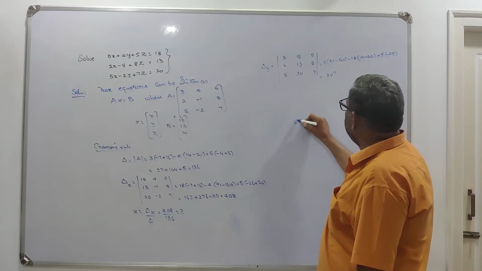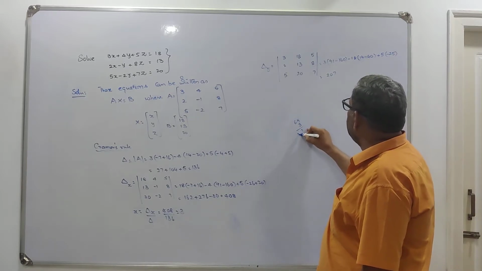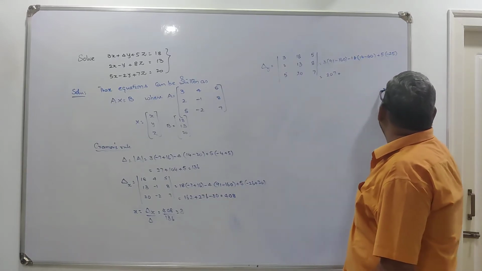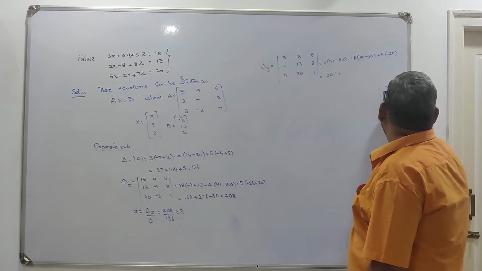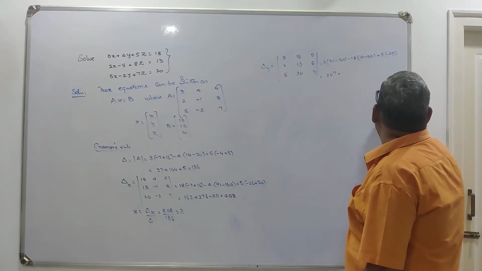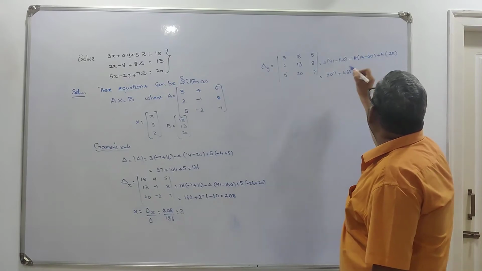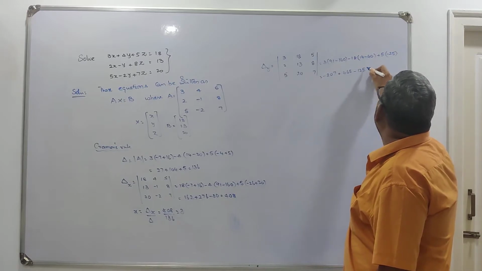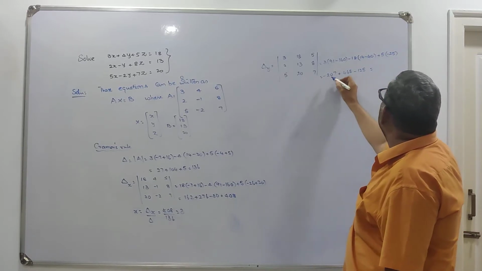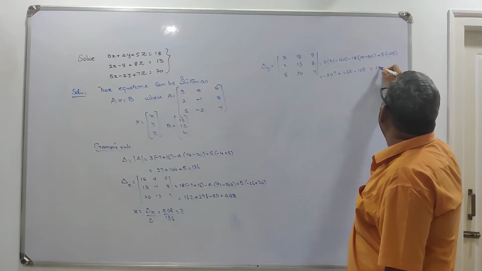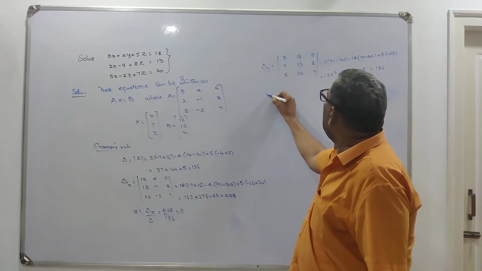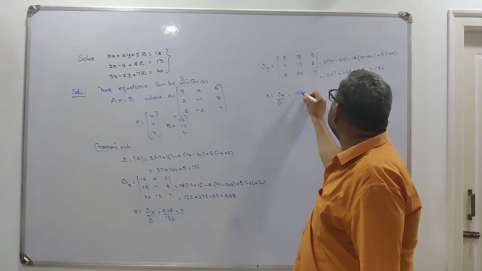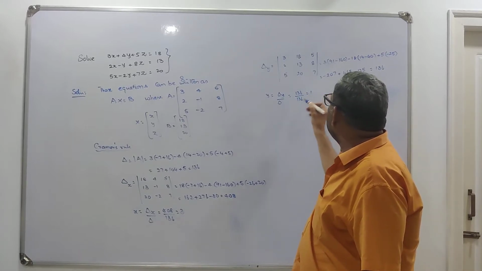207. 69 into 3, you can check it here. This is minus 207. Then 26 into 18, 468. This is minus 125. So you can check it. The total is 136. Y is equal to delta y by delta, which is equal to 136 by 136, which is equal to 1.